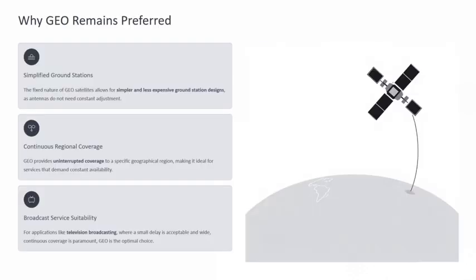Then why does GEO remain preferred? Even though LEO has low delay, GEO is still preferred. But why? Simple ground station design, continuous coverage of a region, excellent support for broadcast services like TV. So for broadcasting, a small delay is acceptable, but wide and continuous coverage is more important. So that's why we are using GEO.